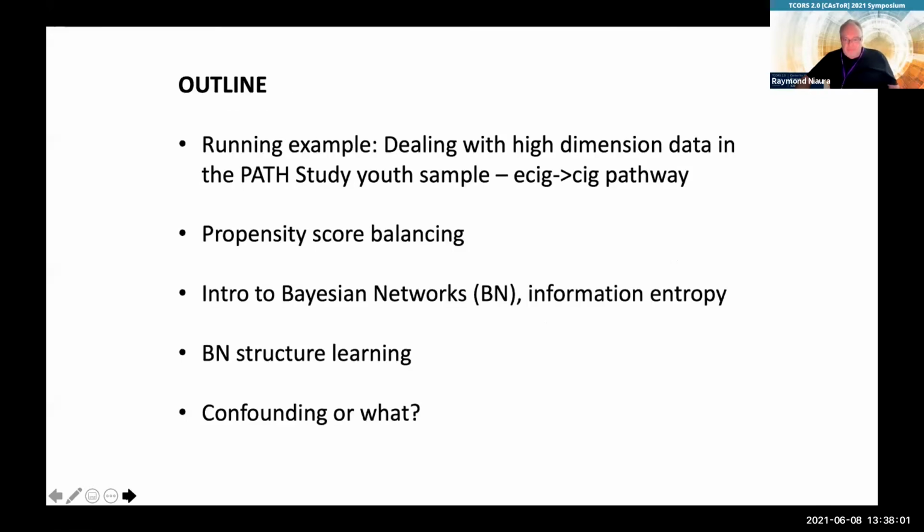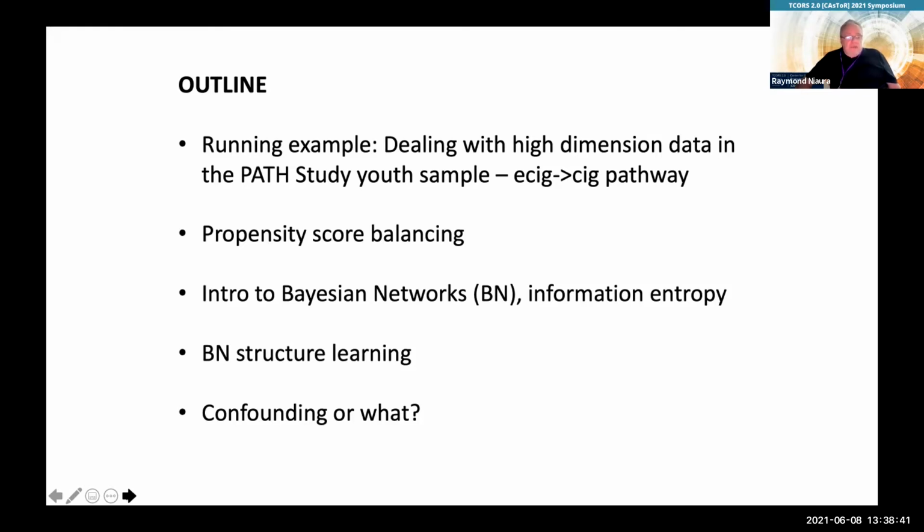All right, so this is a brief outline of what I'm going to try to cover in the next 20 minutes or so. Throughout, I'm going to rely on an example using the PATH study youth data, which looks at the association of e-cigarette use and cigarette use longitudinally across the first 3 waves of the data. The first example that I'll show you is a variation of propensity score analysis to deal with the multitude of covariates assessed at baseline.